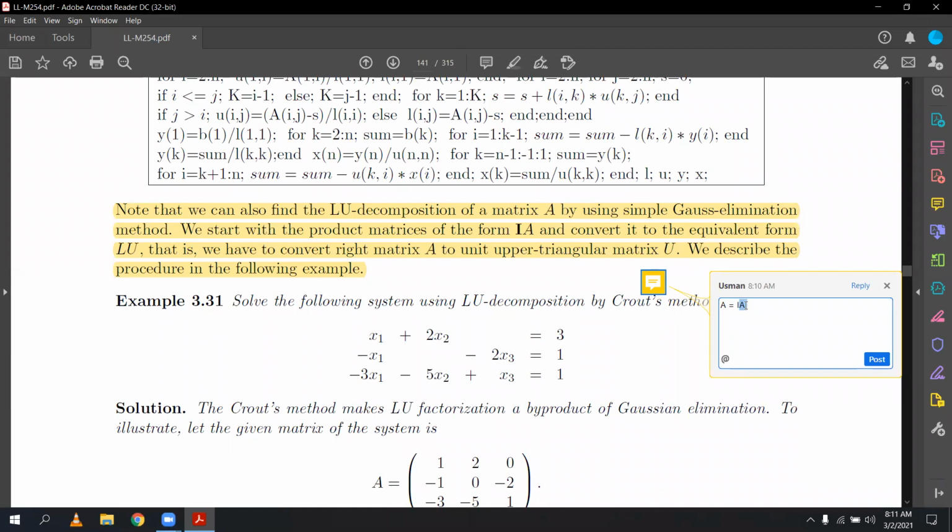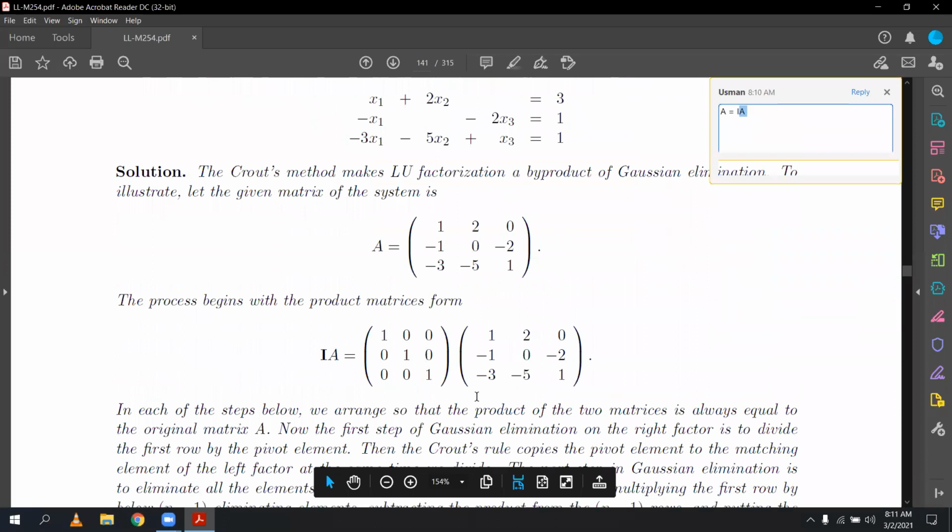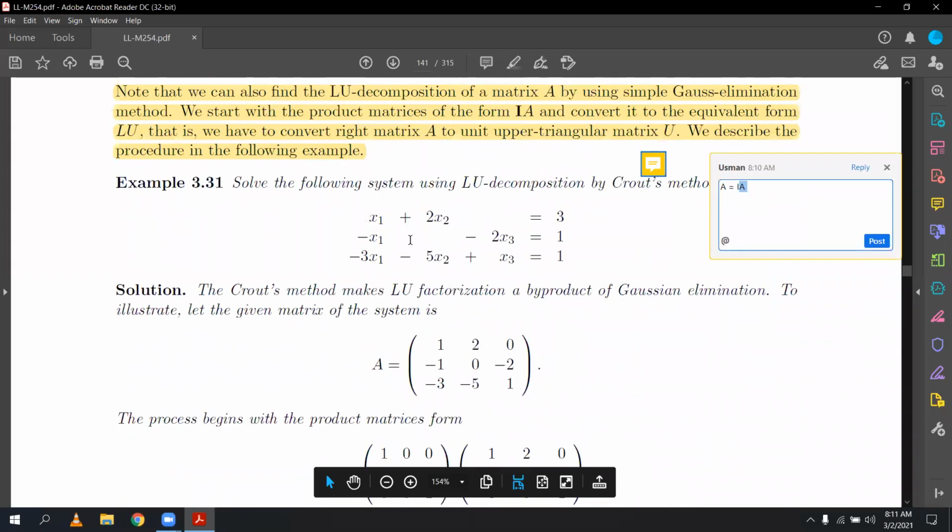Into the unit upper. So when you convert into the unit upper, any element you change in A, put in the corresponding I position, and that you will get the L and U. Your I will be converted into L and A will convert into unit upper, and that's the answer of the problem here. For example, we have this example.